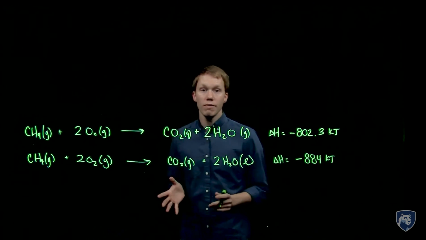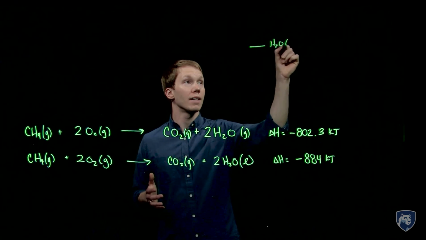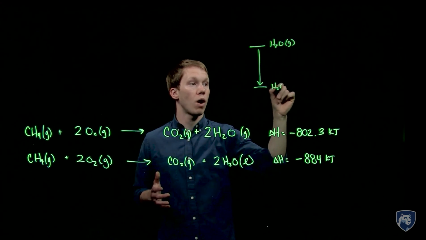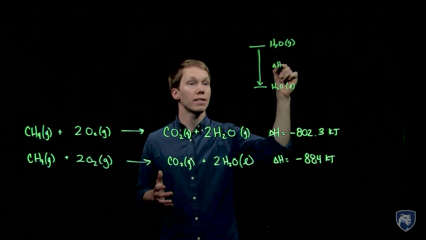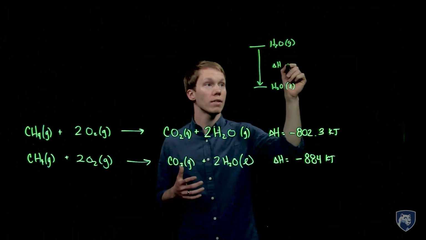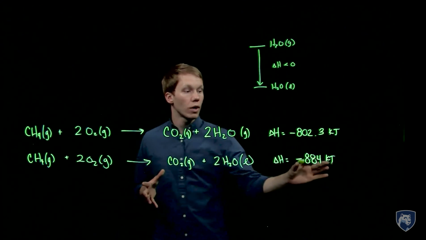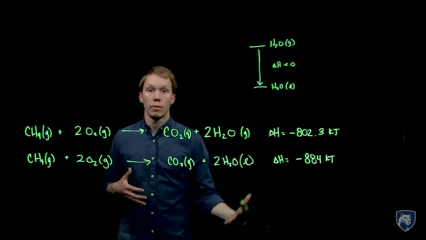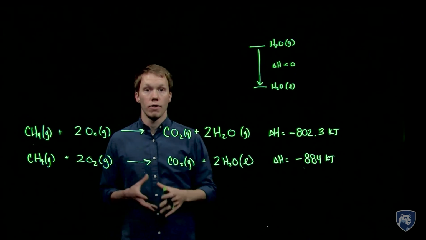And the reason that it's different is because now we have to take water as a gas and release some amount of energy to get water liquid, right? And this, as we know, is an exothermic process. So delta H is going to be less than 0. And so we're going to have a more negative delta H because more energy is going to be released due to the condensation of that water vapor.